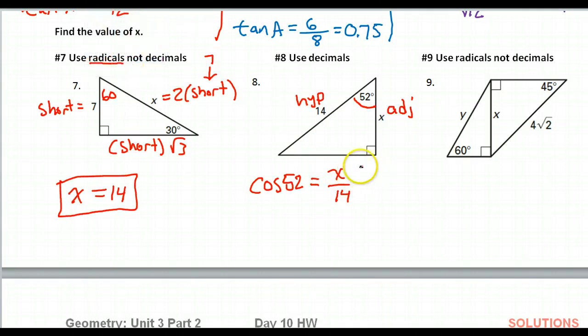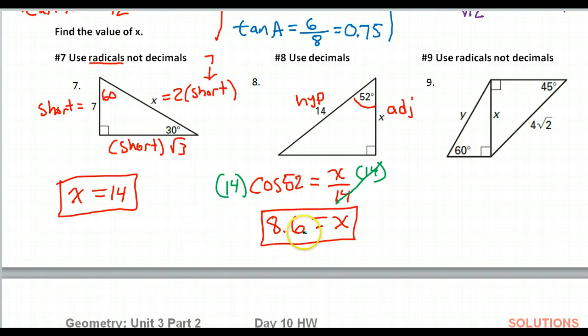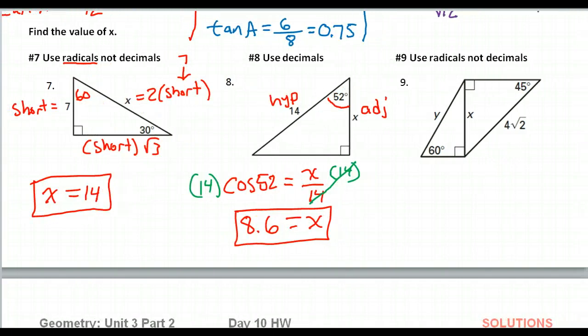To solve this, I will simply multiply both sides by 14 like so. That way these 14s will cancel each other out. So that means that x equals 14 cosine 52. Calculator. So that's 8.6. If the directions don't tell you how many decimals to use, go ahead and do 1 decimal place, unless your teacher says otherwise. But that's what I say. 1 decimal place is generally pretty good. That's the nearest tenth, by the way.